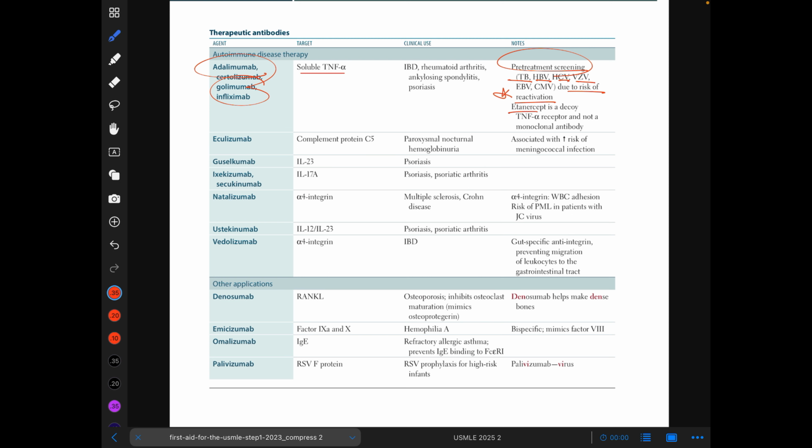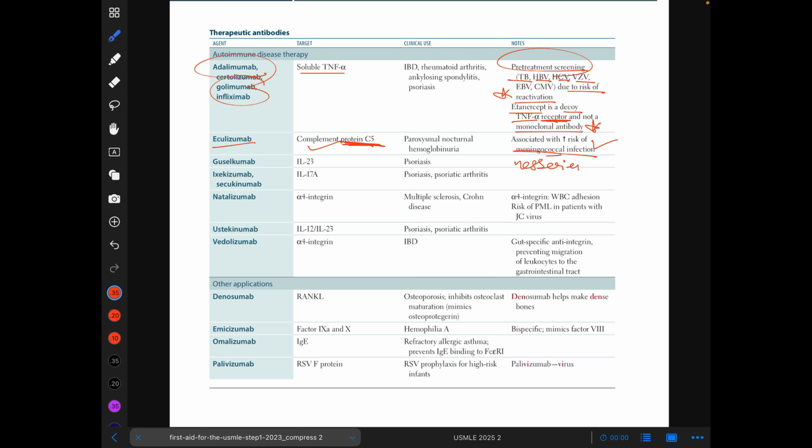We also have etanercept, which has a decoy tumor necrosis factor alpha receptor and is not a monoclonal antibody. It just goes and blocks the tumor necrosis factor alpha receptors. Eculizumab blocks complement protein 5, and you know that with late complement deficiency we have Neisseria infection, due to the associated increased risk of meningococcal infection.